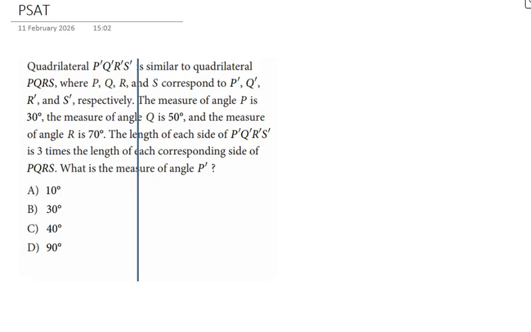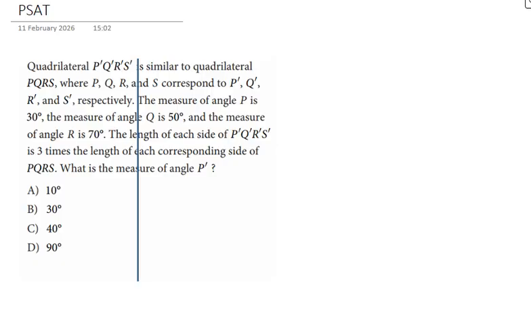Today I am going to solve this question. So first look at the question very carefully. The question says quadrilateral P dash Q dash R dash S dash is similar to quadrilateral PQRS, where P, Q, R and S correspond to P dash, Q dash, R dash and S dash respectively.